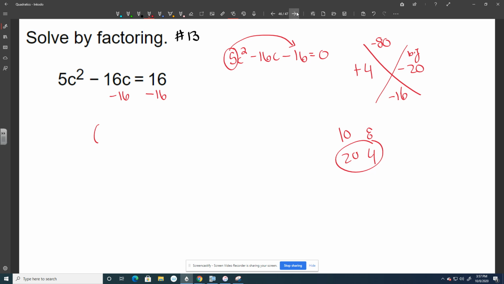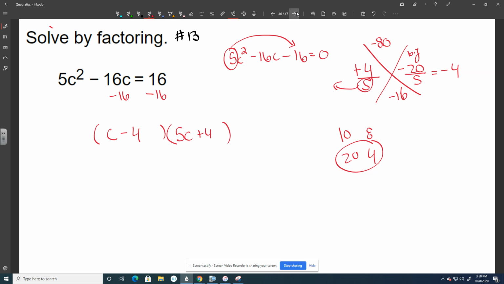Now, before I put this in my parentheses, just like the last one, because I multiplied by 5, I've got to divide both sides by 5. So this one becomes -4. So I'm going to put c minus 4 over here. And this one, I've got to take the 5 and move it in front of the c. So it becomes 5c plus 4.